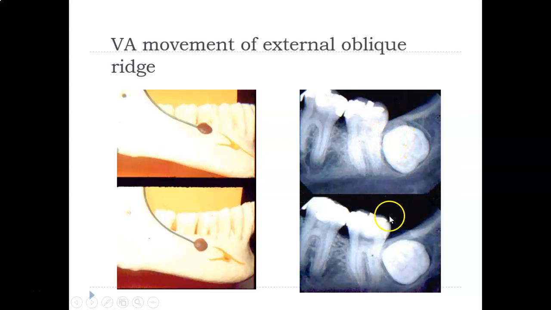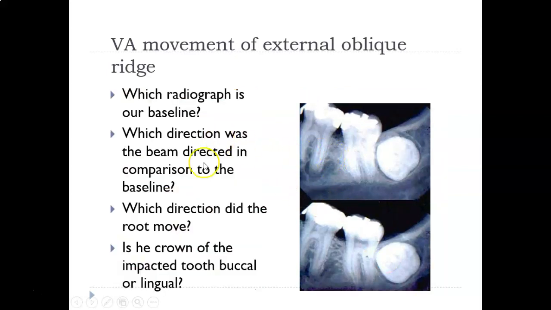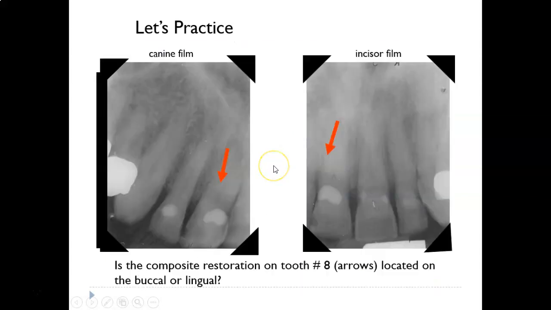So everything came up. The external oblique ridge came up, the root came up, and the beam had gone up as well. Those three things help you orient which way the crown is pointing. So the crown is pointing lingual and the roots are pointing buccal. I think that's just what that says there.